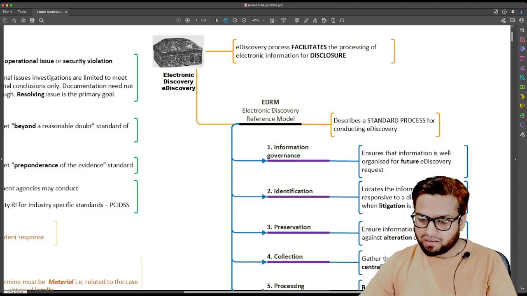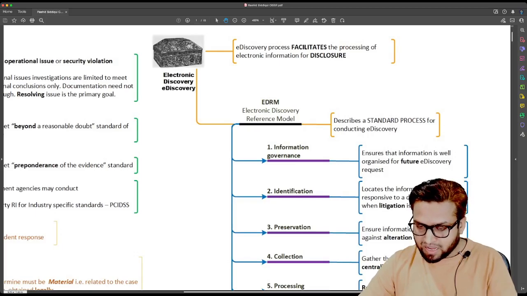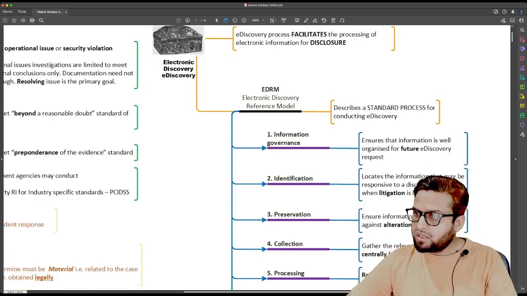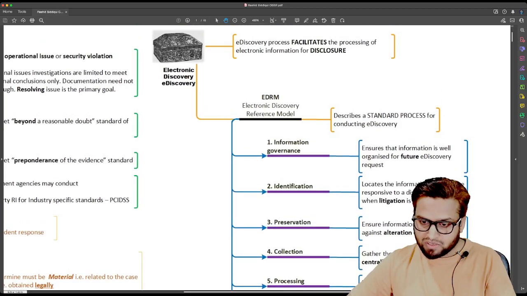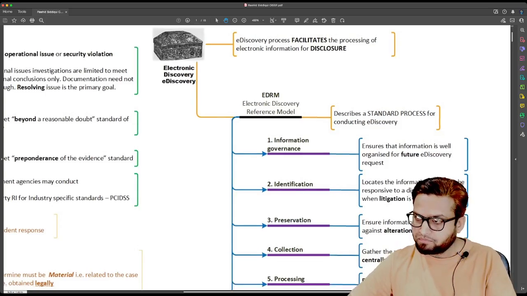So any company or organization, if they are in a situation where they have to present some information to the judiciary, to court, they have to follow this electronic discovery reference model, or the model they have should comply with the EDRM. So what is EDRM? EDRM describes a standard process of conducting e-discovery. E-discovery is the facilitation or the processing of electronic information for disclosure, right? For taking that information into the court.